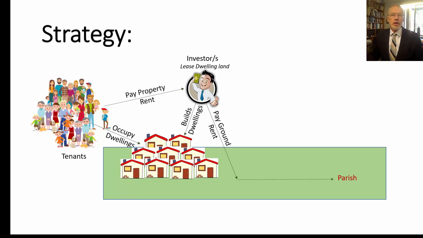Once they're built, they'll be occupied by tenants who will pay a property rent to the investors. Now, for the purposes of providing social housing, the rent may be set at a discount to market. This is part of the details that we can work out as we go along. Now, the investor's purpose is to use the property rent to both pay for their investment in the dwellings, return a reasonable rate of profit, and pay ground rent to the parish because the investors are leasing the land from the parish. Preferably, I'm recommending over a 30-year term.